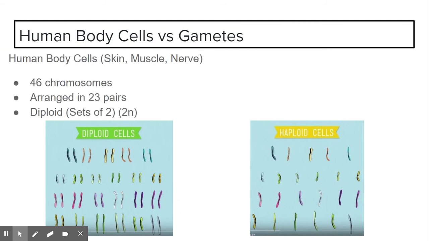We have two types of body cells. We have our human body cells, such as skin, nerve, and muscle cells, all those types of cells. Each one of those has 46 chromosomes arranged in 23 pairs. Because they're arranged in pairs, we say that they are diploid, meaning they come in sets of two.